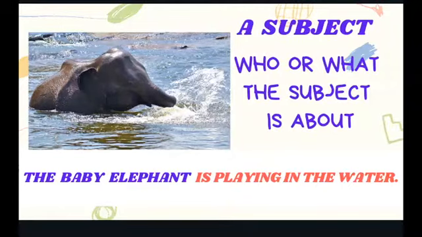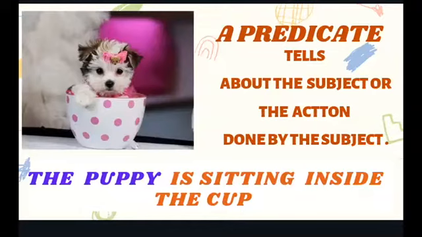Whom are we talking about in the sentence? We are talking about the baby elephant. So, in this sentence, the baby elephant is the subject. Whereas, the action that the baby elephant is doing here is the predicate. So, here in the sentence, is playing in the water becomes the predicate.